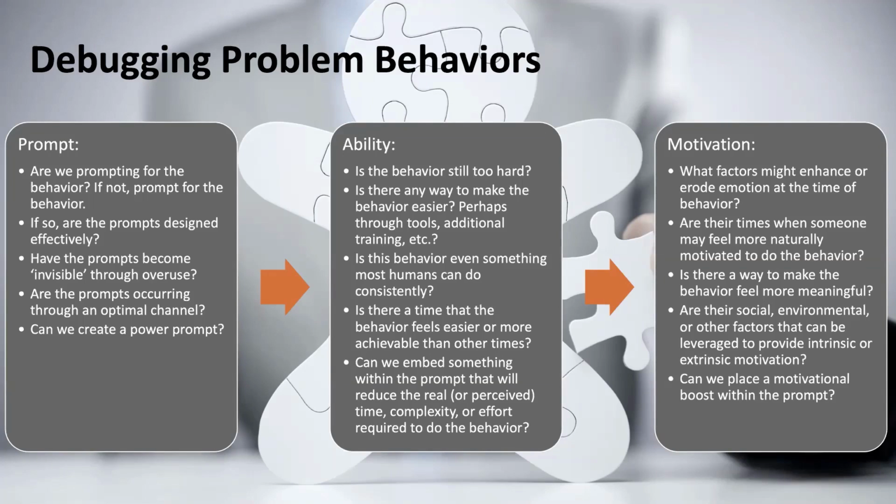Do we need more of those? Do we need to disperse those over different channels? Do we need different wording? And so on. Do we need to build a power prompt? What's the ability? Is it still too hard? Do we need to add different tools in play? Are there times that the behavior feels easier? So you start to think about all the things that would affect the ability factor. And then only after you've done experiments around those two do you start to think about how you deal with motivation. Because again, motivation is so individualistic that you'll waste a lot of cycles if you try to solve motivation first. You have a lot of low-hanging fruit with the other two elements.